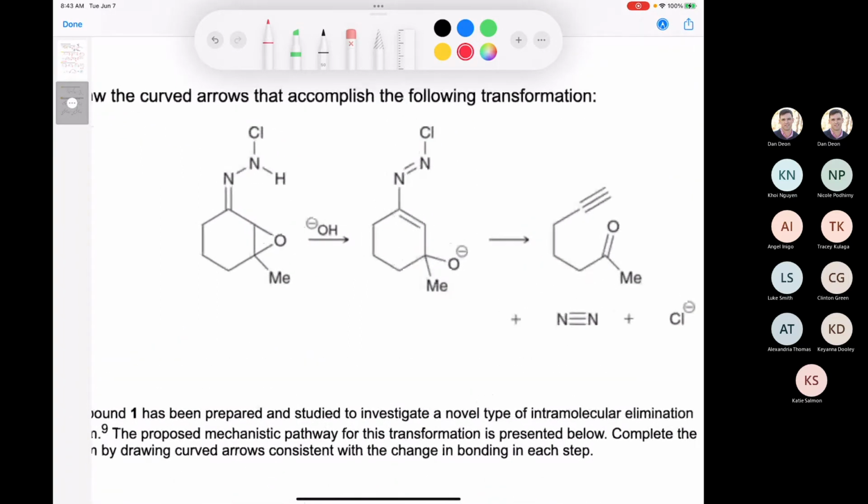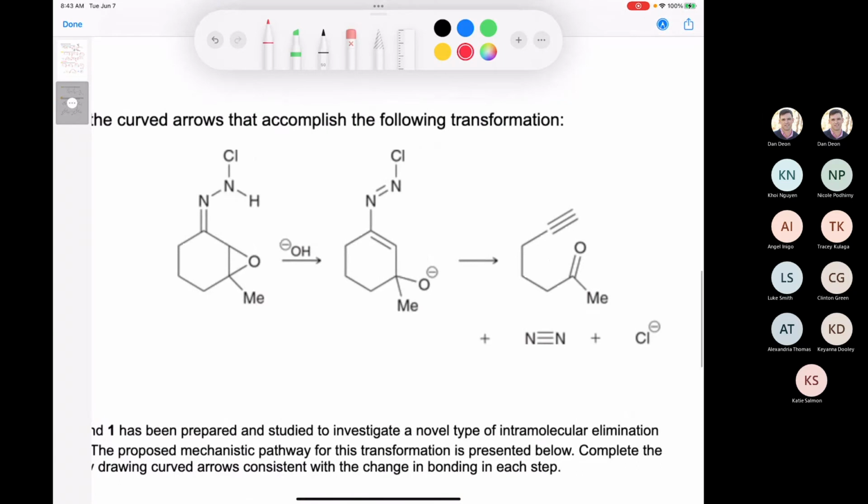This one here I thought was kind of interesting. It's an example of where you lose nitrogen gas, right? This is just plain old N2 gas. So let's see if we can connect some dots here and come up with a mechanism, because this one is not simple. We have hydroxide, and we're losing this proton.